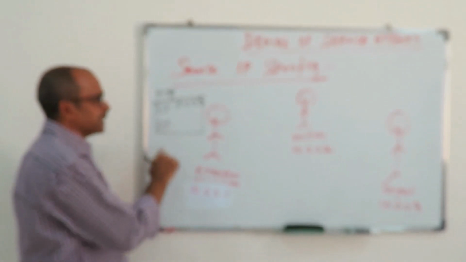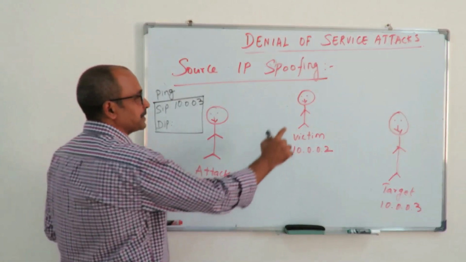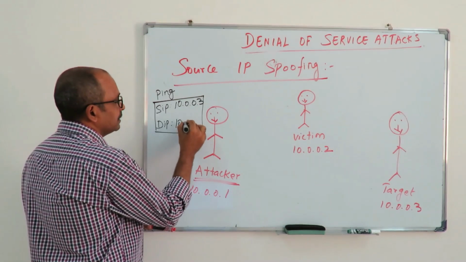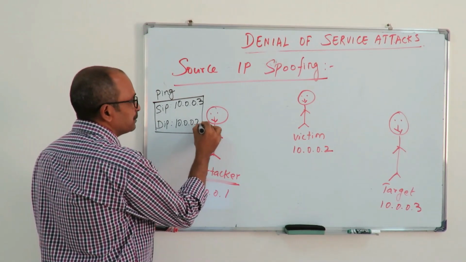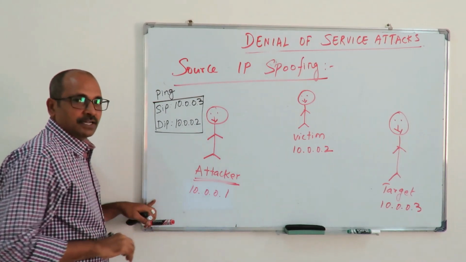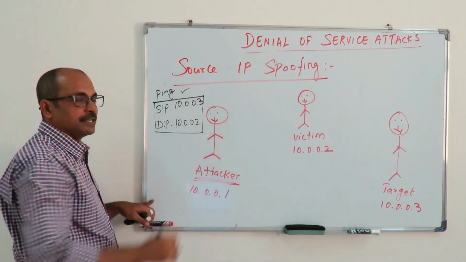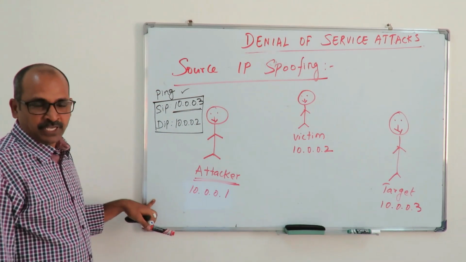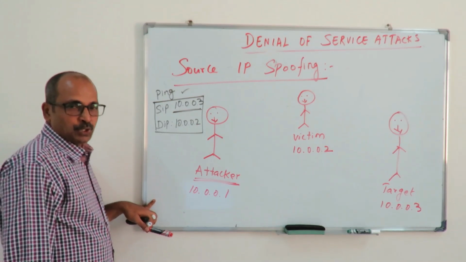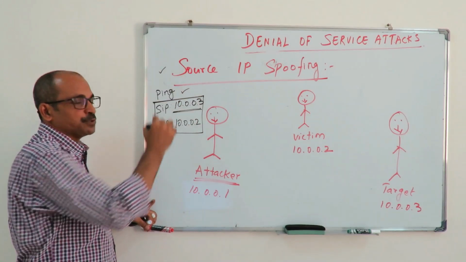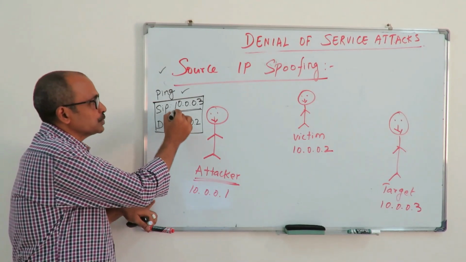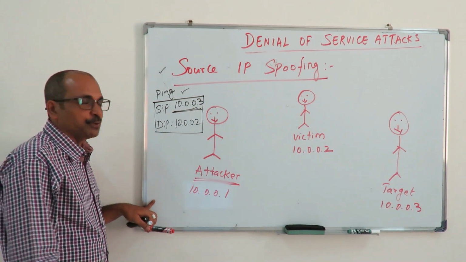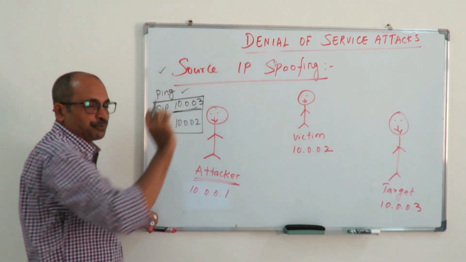Now, for the destination IP address, I am going to give the IP address of the victim, 10.0.0.2. So a packet is created with a fake IP address. This IP address is not a correct one. So what does source IP spoofing mean? Changing the source IP address, or giving a fake source IP address. This is called the source IP spoofing concept.